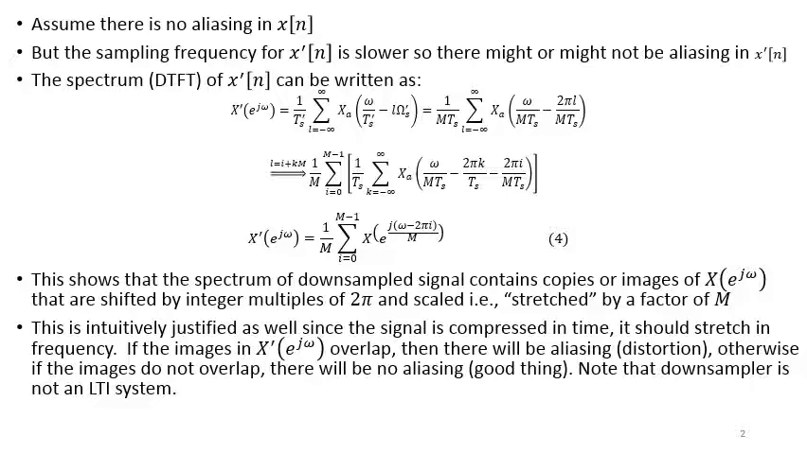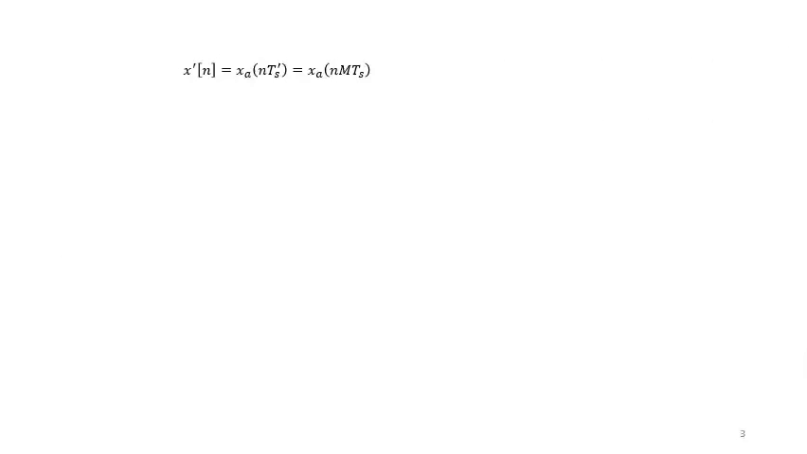To get a clear understanding of this, let's take a numerical example and see how downsampling actually works. So for example, we have a signal x prime of n, which is the downsampled version of x of n by a factor of M. That means we are throwing away M samples from x of n to obtain x prime of n.